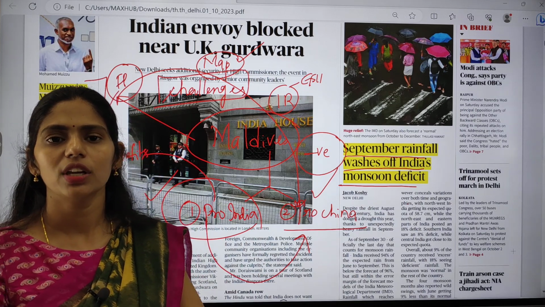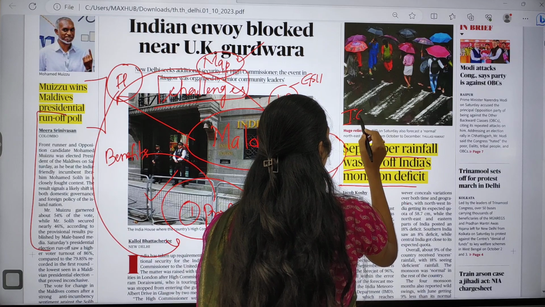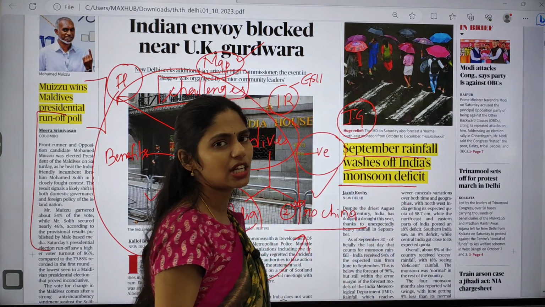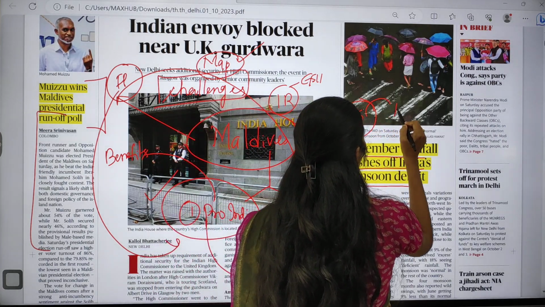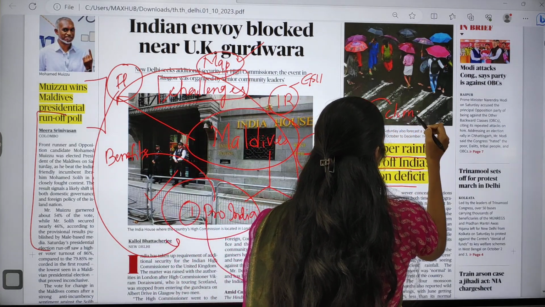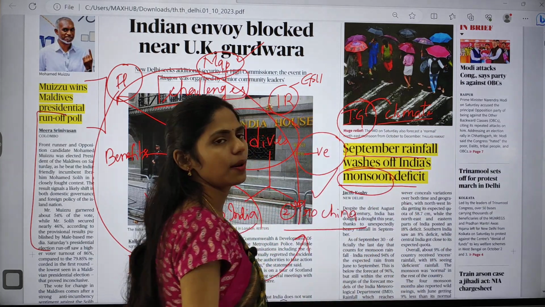So monsoon is very important concept. So we will be reading in our Indian geography. So in Indian geography, in which chapter we will be studying this monsoon? That is in our climate. In our climate chapter, we will be studying about this monsoon.